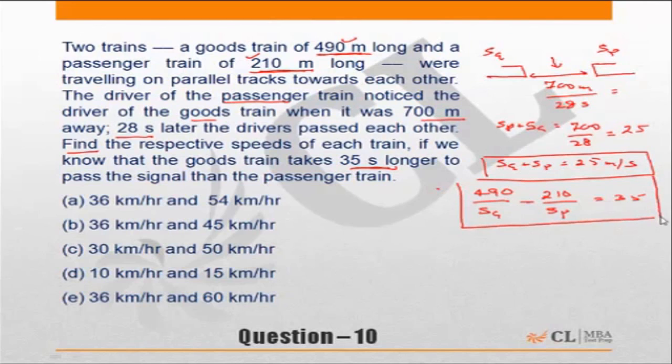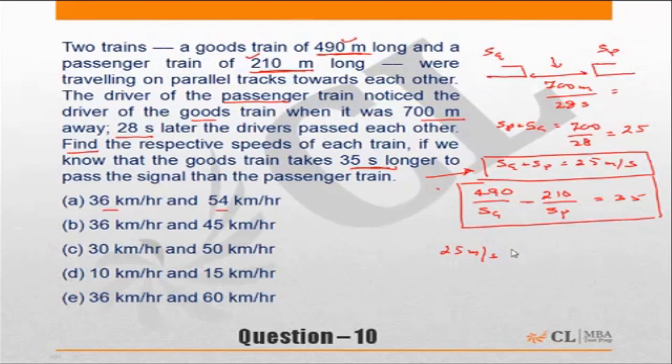But frankly speaking, I have never done this question this way. To me, this data is sufficient to answer the question, and the rest of the data is useless given the choices. So the sum of the speeds of the goods train and the passenger train is 25 meters per second. It is known to us. And what are the choices? The choices are the speeds of the two trains.